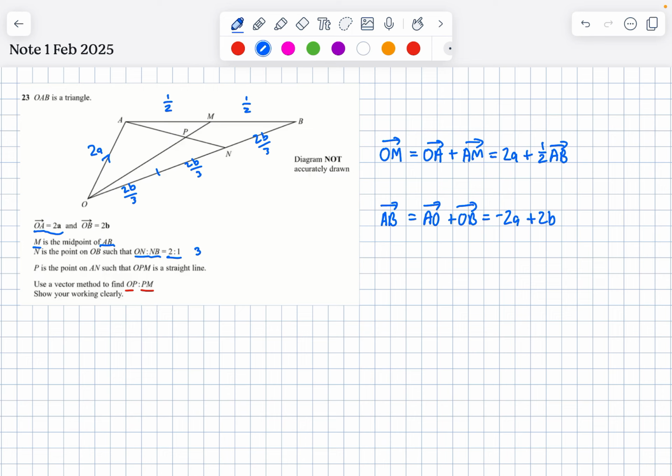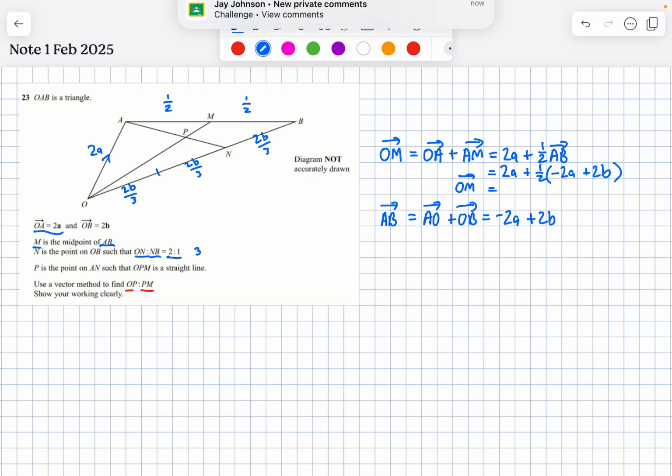I can put that into OM. So OM is 2A plus a half of AB, and AB was minus 2A plus 2B. So finally, OM equals 2A, plus half of minus 2A, which is minus A, so I'm left with A, and I've got half of 2B, which is B. So there's one of my important vectors.